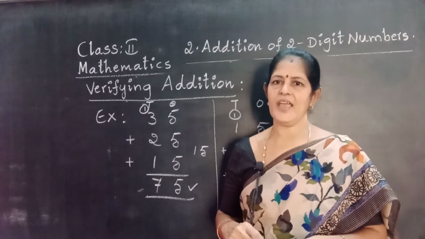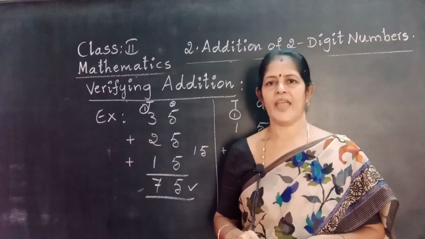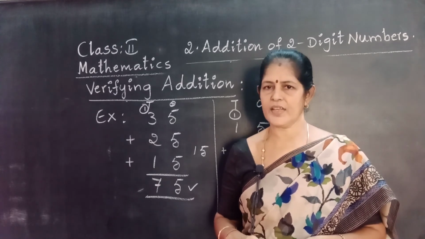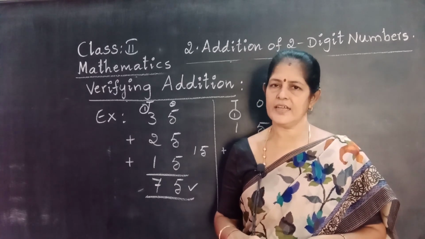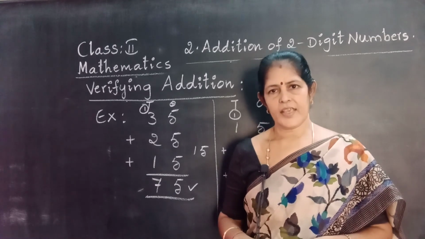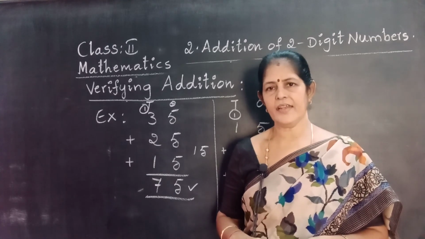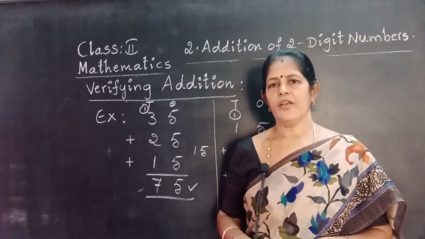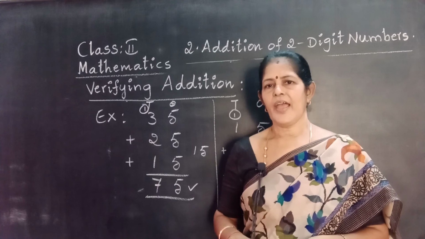Today read the 8 table. 8 ones are 8, 8 twos are 16, 8 threes are 24, 8 fours are 32, 8 fives are 40, 8 sixes are 48, 8 sevens are 56, 8 eights are 64, 8 nines are 72, 8 tens are 80.